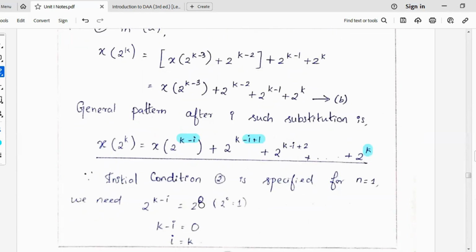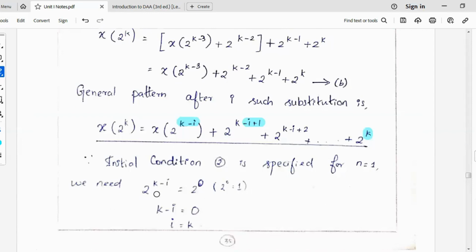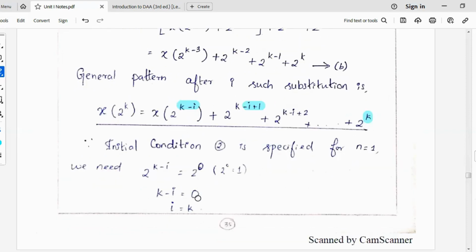Why am I putting 2 power 0 instead of 1? The value of 2 power 0 is equal to 1, right? But I have to make it similar, so I have used 2 power 0. So now k minus i equal to 0, and I can easily find the i value, right? So i equal to k.